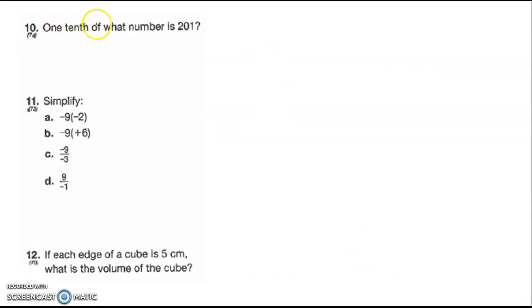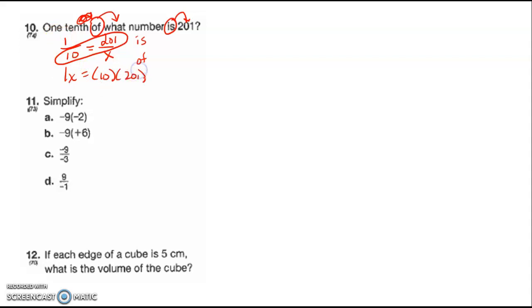One-tenth of what number is 21? Okay, so this is going to be, oh, my bad, that doesn't go that way, this goes this way, and then the is this. So 1/10 of what number, so is over of, 21 is 1/10 of x. Okay, so then I'm going to cross multiply, and I get 1x is equal to 10 times 21, which is going to be 210.